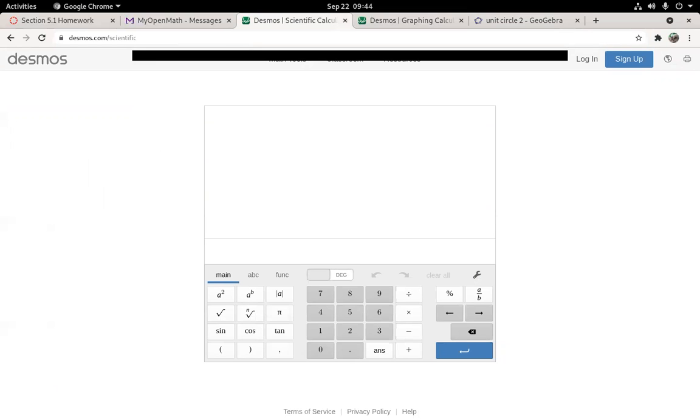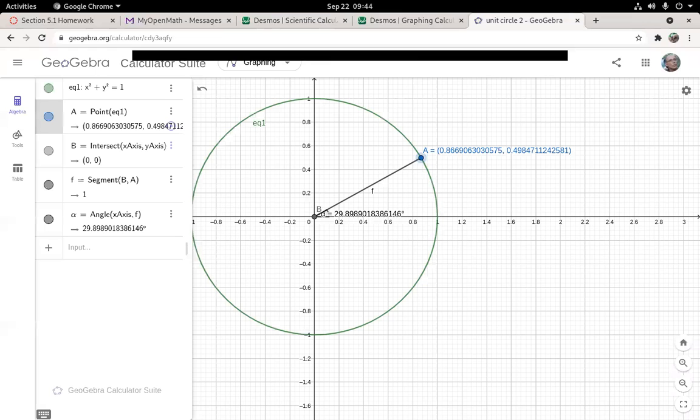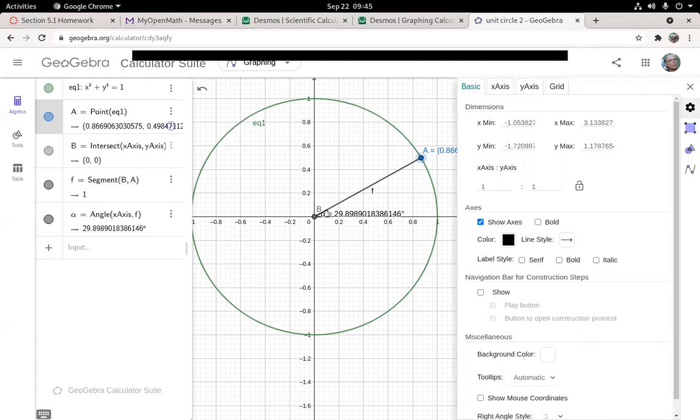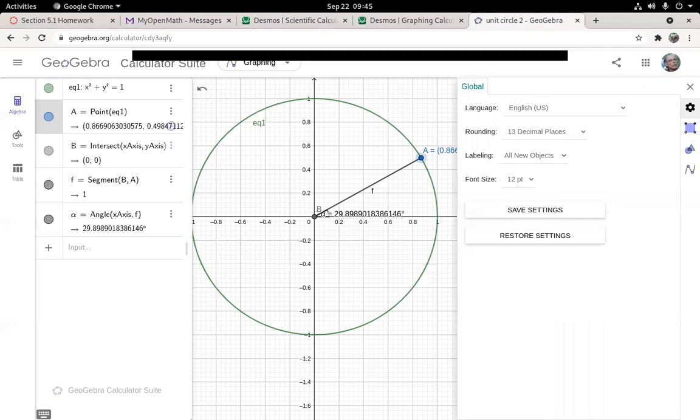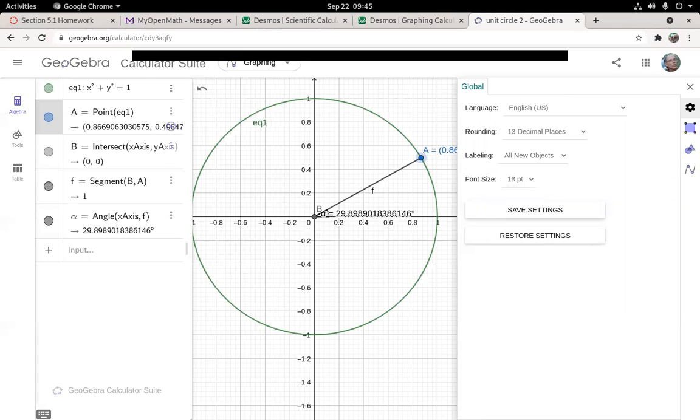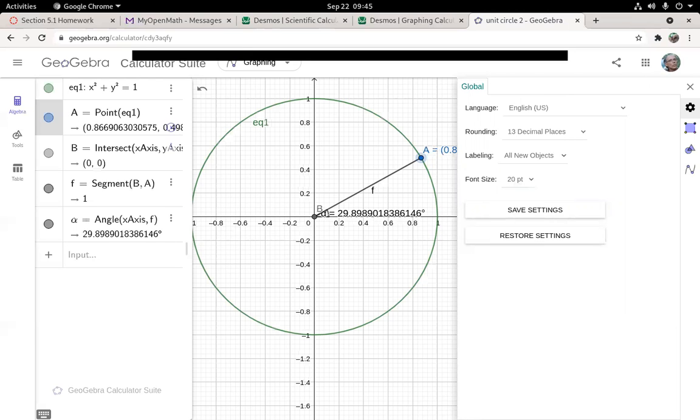So I'm going to go over to my Desmos scientific calculator, which has this sine cosine button. It's in degree mode right now, and we can be in either degree mode or radian mode. I'll talk about radian mode later. So I'm going to take the cosine of the angle GeoGebra showed me, 29.8989. Now, I didn't type all of those digits, I only typed the first 4 decimals, so I'm not going to get exactly this x value, but I'll get close to it. Let me make that a little bigger in case it's hard to read on your screen. Let's try size 18. Let's go 20. All right, hopefully that's a little more readable.